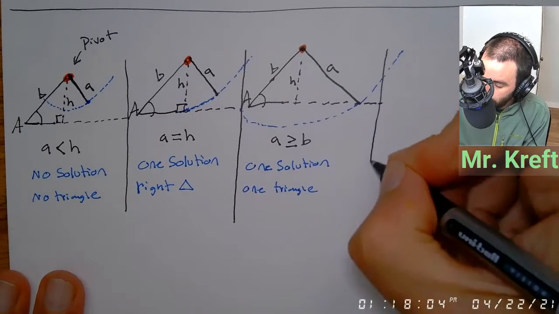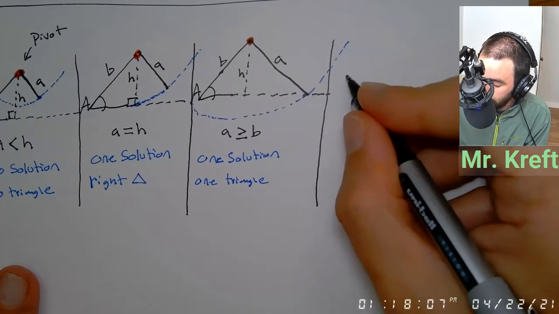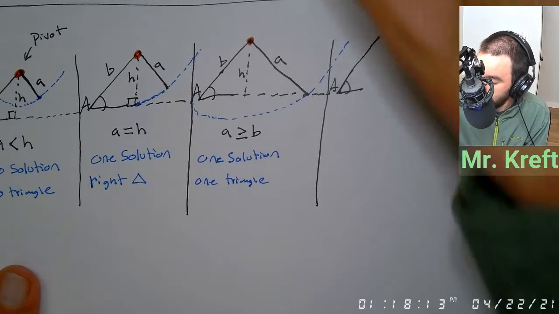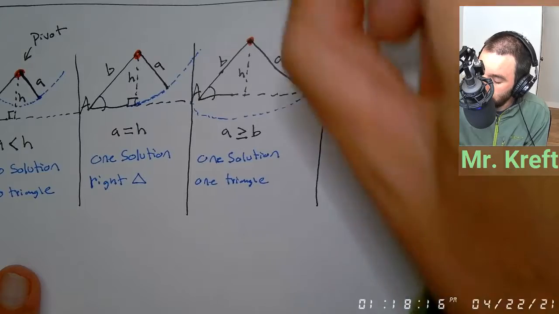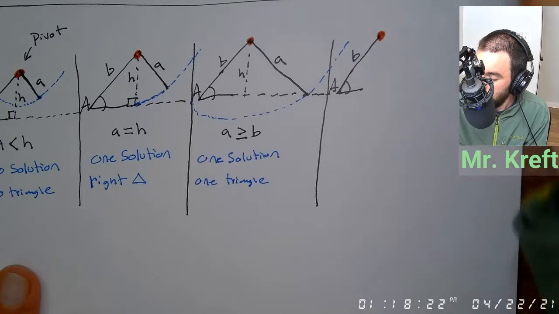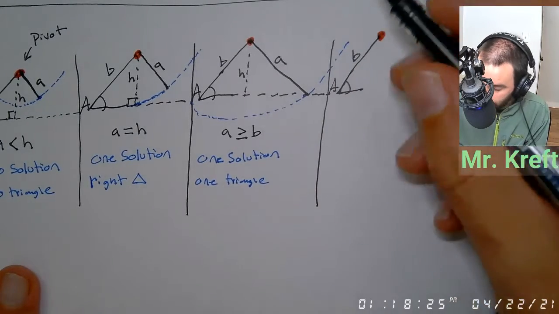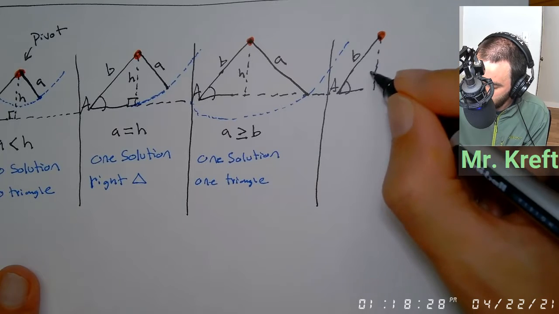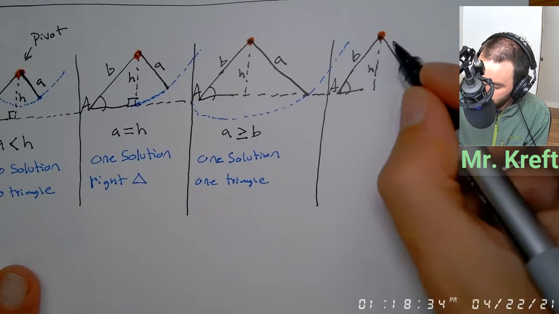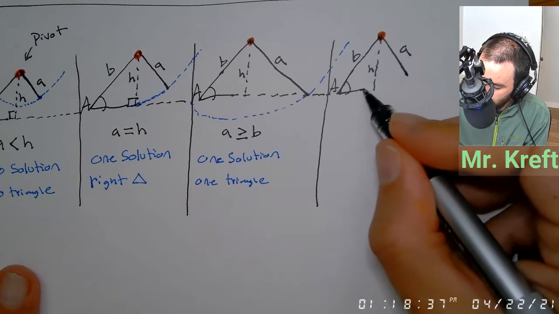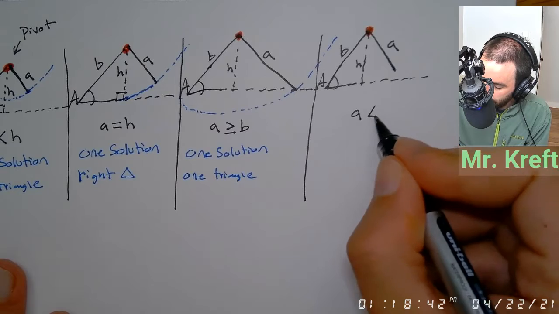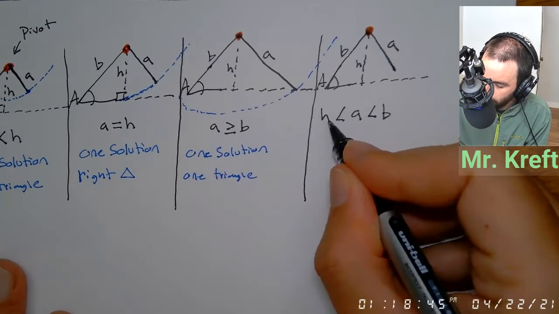Okay, and then one more, and then we're going to drop down to another line here. So again, the same start. We're going to have angle A, side B, and that goes up to a pivot. The reason why we always have a pivot is because it's angle, side, side, so we don't know the angle in between the two sides. And then here, A is going to be less than B, but greater than H.